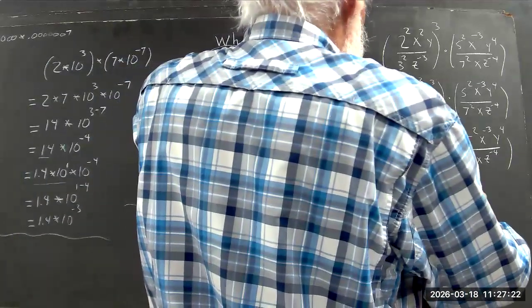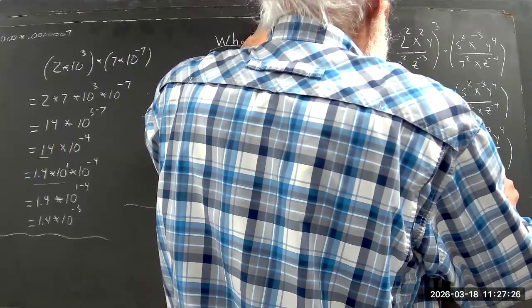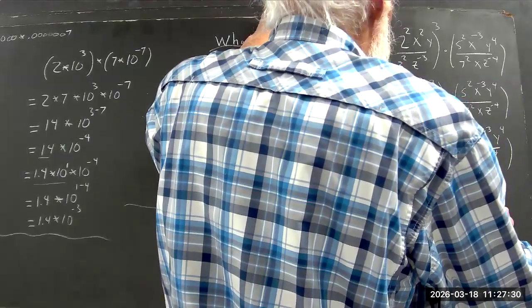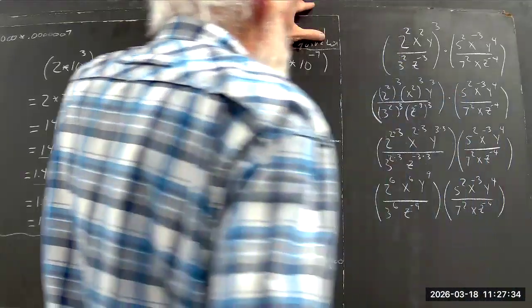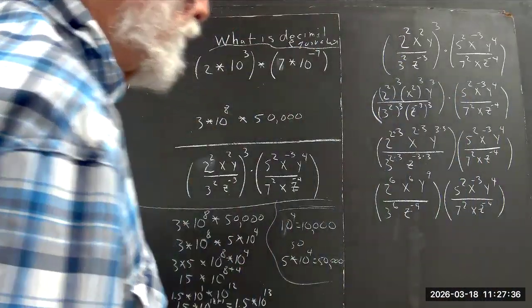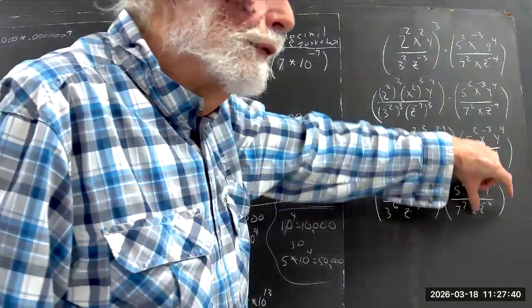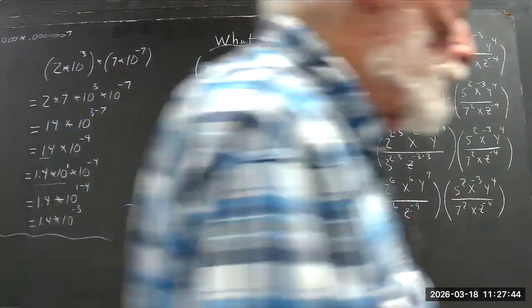Now we multiply out, we write out the second factor, 5 squared x to the negative 3, y to the 4th, over 7 squared x, z to the negative 4th. And what are we going to do now? Well, this is two fractions, essentially. You can multiply the numerators and multiply the denominators.